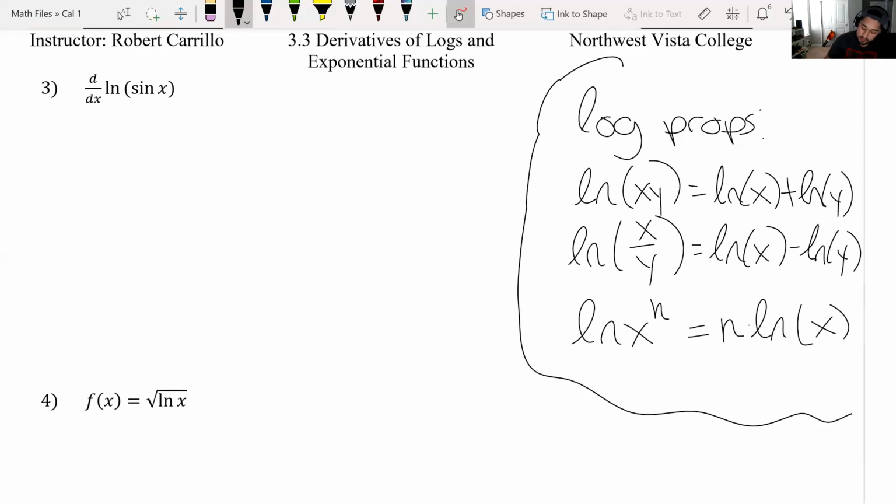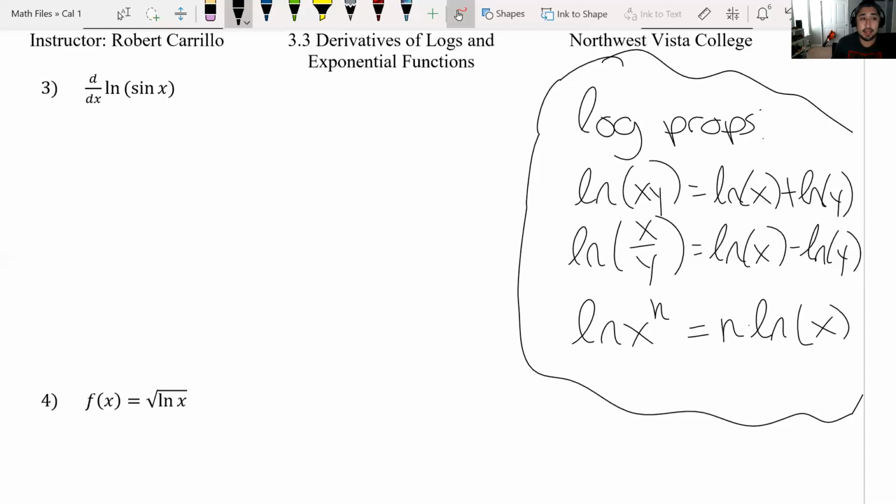These are log properties that you should know already. They are algebraic properties and have nothing to do with calculus, but can make the calculus easier. So again, stuff we should know.